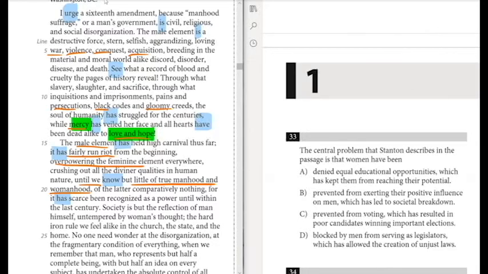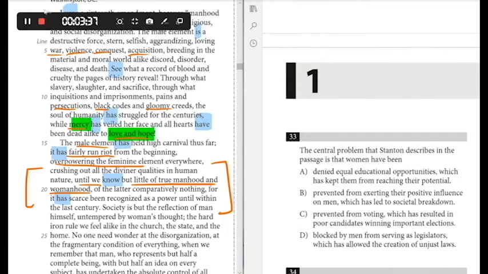And later on, we're seeing the male element has held high carnival. It's run fairly riot from the beginning. It's overpowered the feminine element until we know little of true manhood and womanhood. So this situation that's been going on where men are in control has been causing problems where we know little about true manhood and womanhood. We know little about what's supposed to be the case.